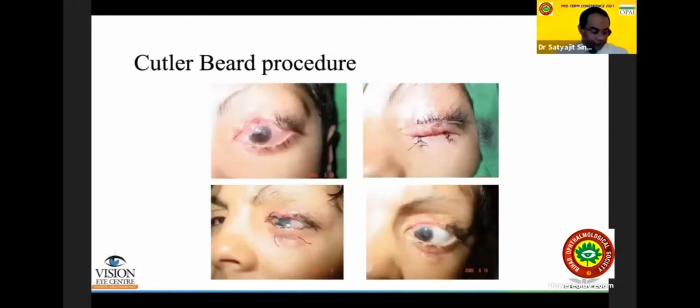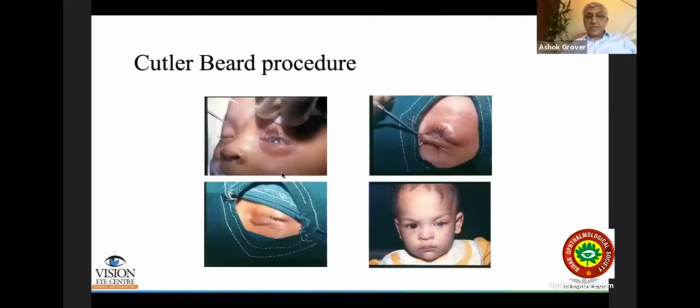Cutler-Beard procedure is used especially in those with severe exposure keratopathy, and we are able to improve the keratopathy by closure and get a good reconstruction of the upper lid.